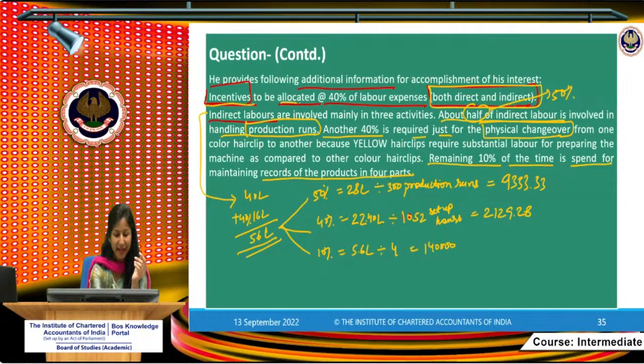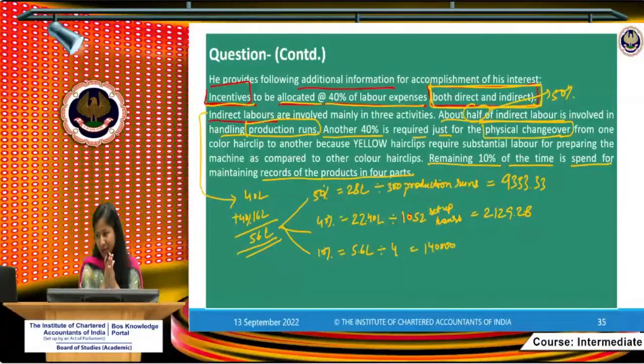Incentives to be allocated at the rate of 40% of labor expenses, both direct and indirect. It is already clearly mentioned in the question. I have not assumed this. I hope, Roshni, you are clear regarding why incentive was added to indirect labor. Revati says, yes ma'am, now understood because of the example you gave.